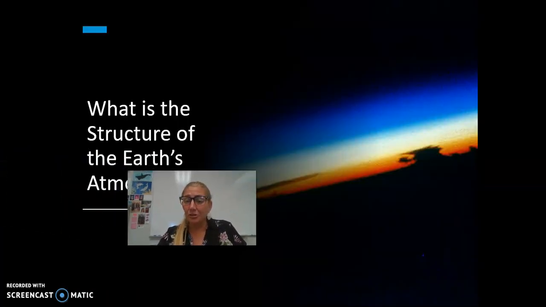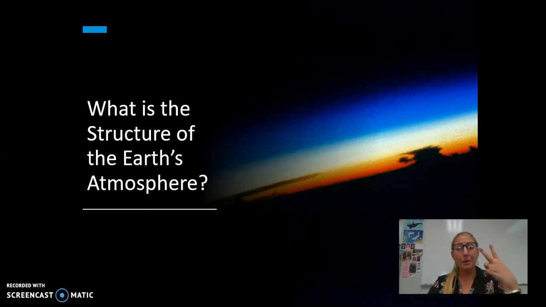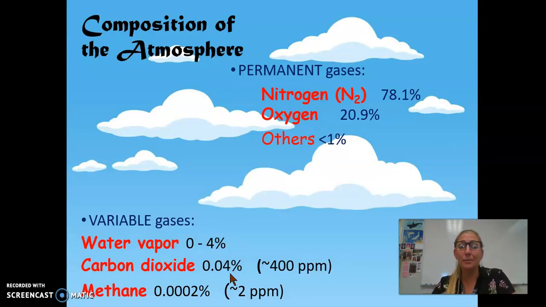So the basic structure of Earth's atmosphere, we're going to talk about two things here. Talk about what is in the atmosphere, some of those gases, and then the different layers of the atmosphere. So first, the gases of the atmosphere, the composition. You can say two broad categories.